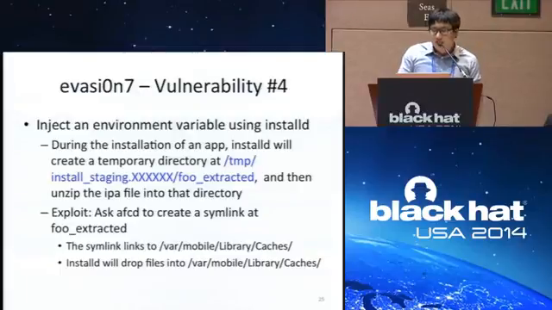Right after the creation of that directory, if the previously sandbox escaped AFCD can delete it and create a symlink with the same name and point it to the other directory, then the installd will extract the zip archive in the wrong place. So, for example, the evaders set a target of the symlink as /var/mobile/Library/Caches, then the installd will unzip the file into that directory.